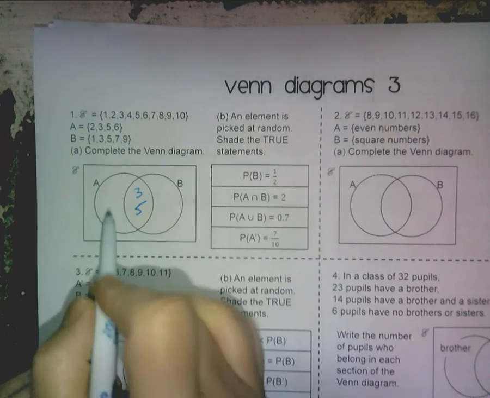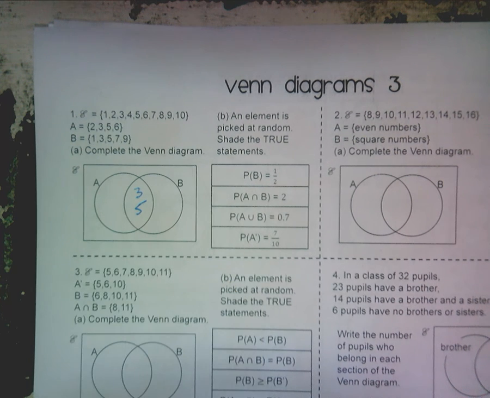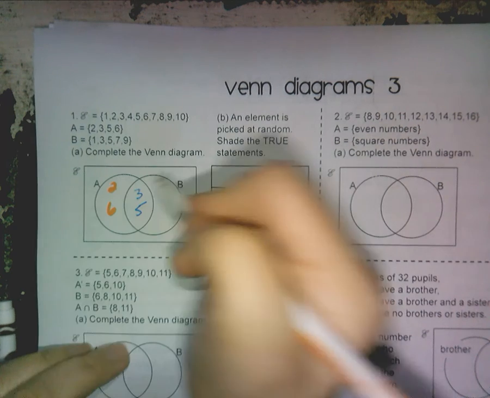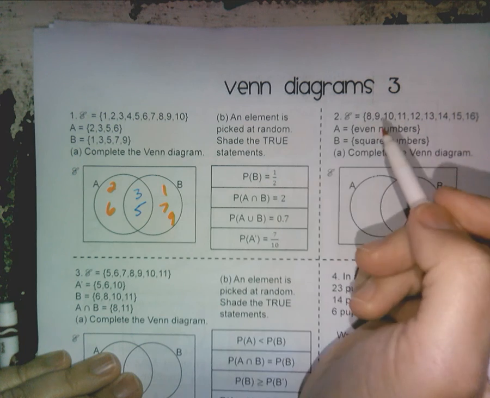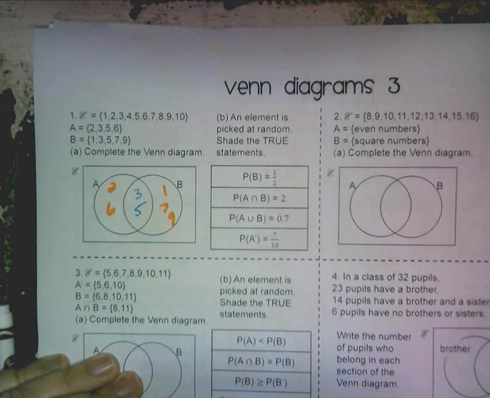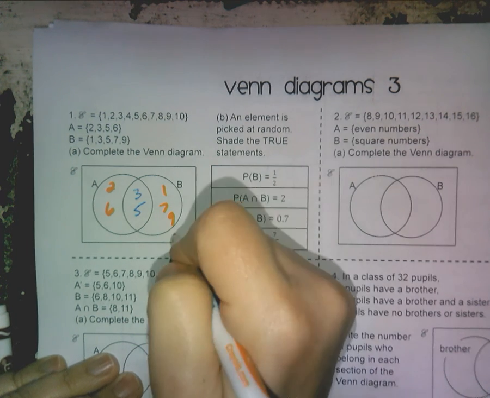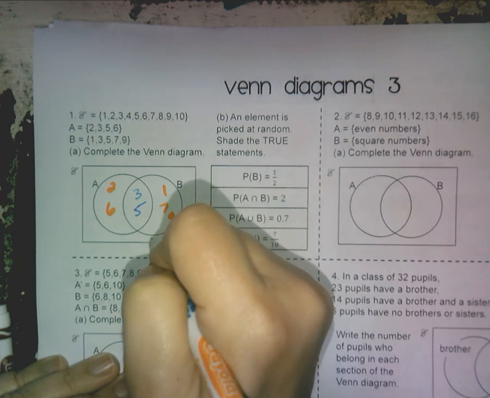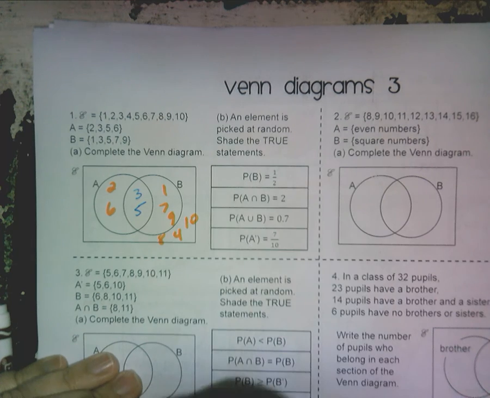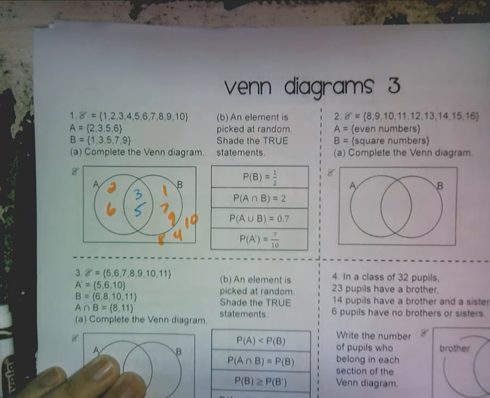Okay. And then what should go in just A's crescent right there? 2 and 6. And what should go into B? 1, 7, and 9. And am I missing any? Missing 4. He goes outside. Who else? 8 and 10, right? Okay, so there you did. You just did part A.